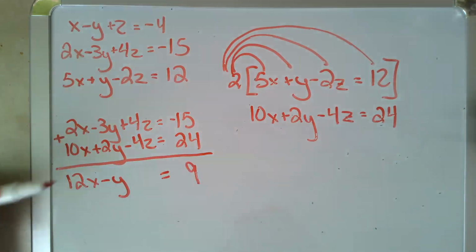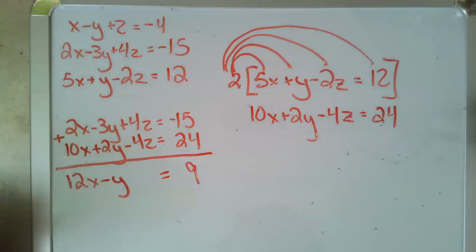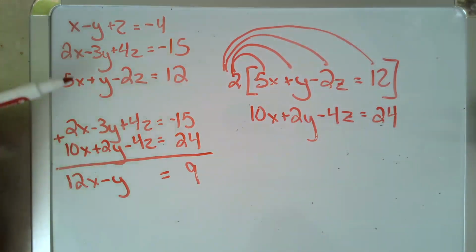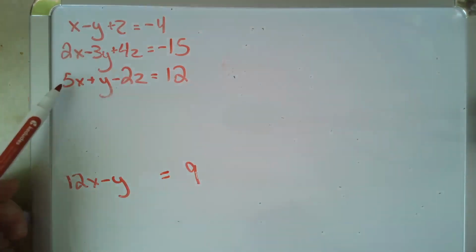And so you'll see, just like I wanted it to, my plus 4z and my minus 4z add together to be no z, or 0. So now I have an equation in just two variables. Okay, so now I'm going to do it again, and I'm going to choose to do it with this equation and this equation. So I'm going to take this equation and write it out.